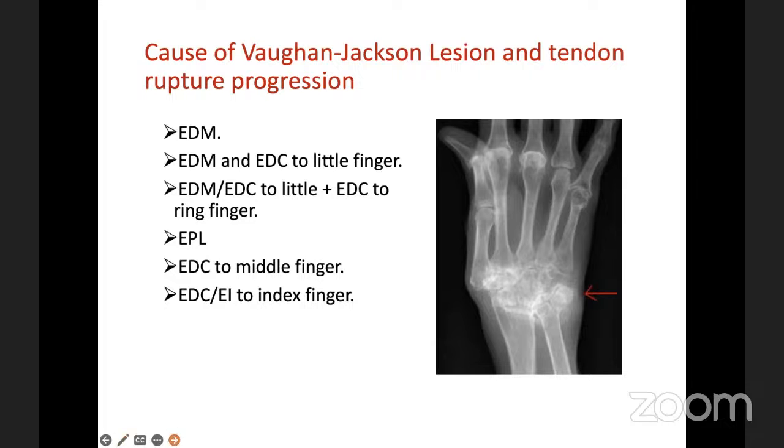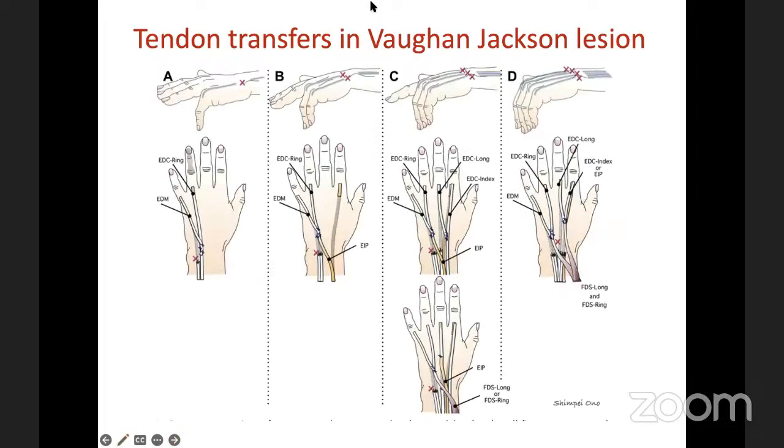So let us see the options we have for tendon transfers. If there's only one tendon to the little finger, the EDMs and the EDCs, we can take all of them and do a side to side transfer to the intact EDC to ring finger. That's one option. If the tendons to little and ring finger go, then we can borrow extensor indices and transfer to both of them. We can even borrow a flexor tendon, it is your choice.